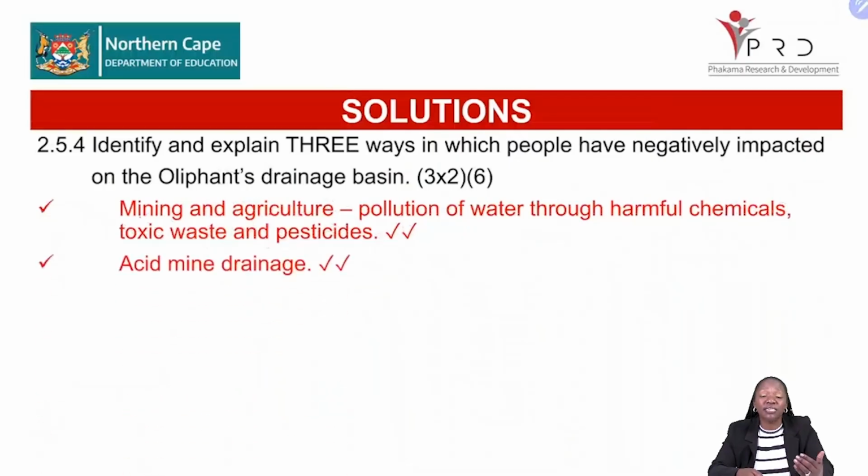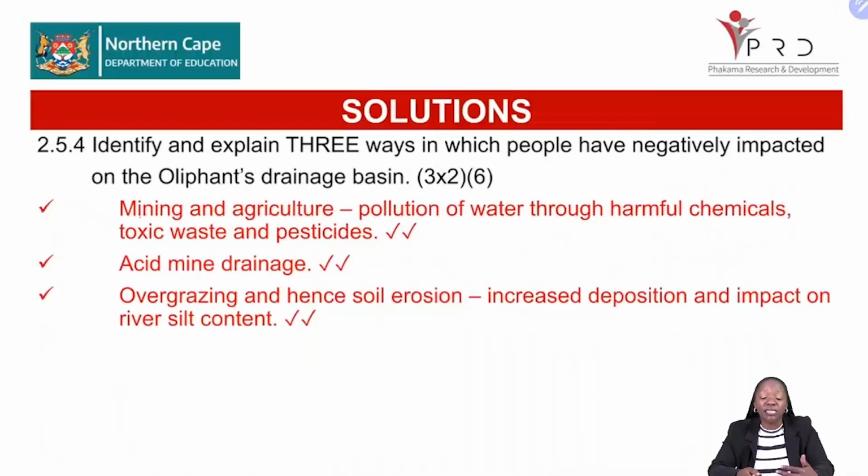Also, it can lead into acid mine drainage. And also, we're looking at overgrazing. Remember, overgrazing is going to expose our soil. So if our soil is already being exposed, now it will be leading into soil erosion. So it's going to increase the deposition and impact on the river silt content.